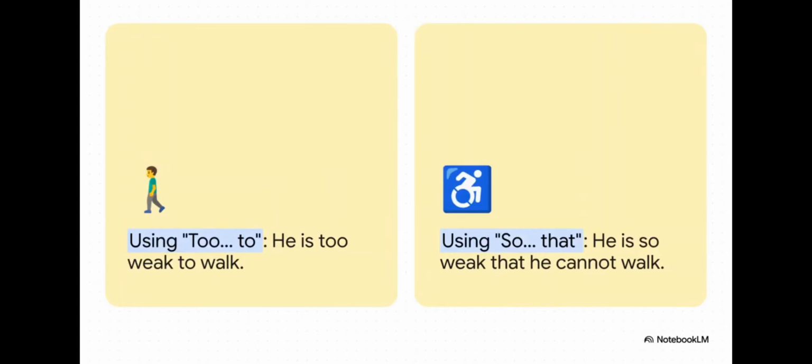Okay, for this one, the whole secret is realizing that the word too, well, it has this kind of hidden negative meaning. When you say someone is too weak, you're already implying they can't do something. The so-that structure just makes that negative idea crystal clear by adding the word cannot. It shows a really nice precision in your language.